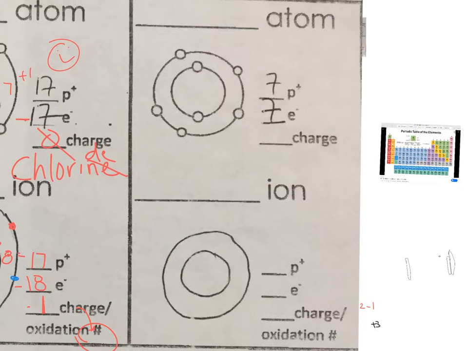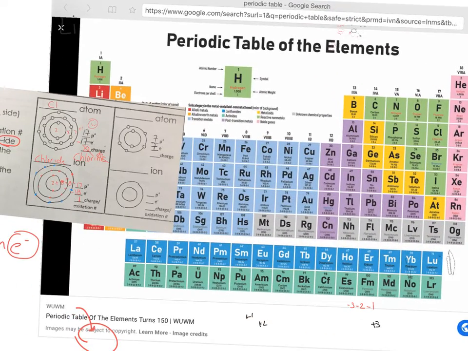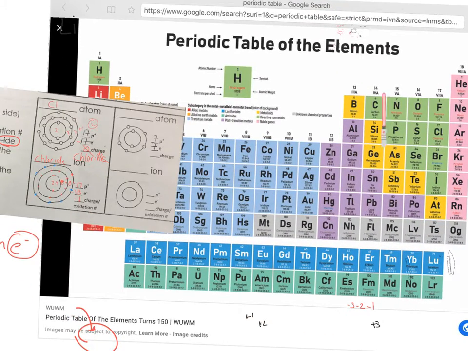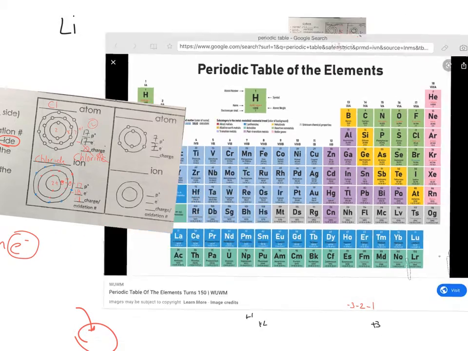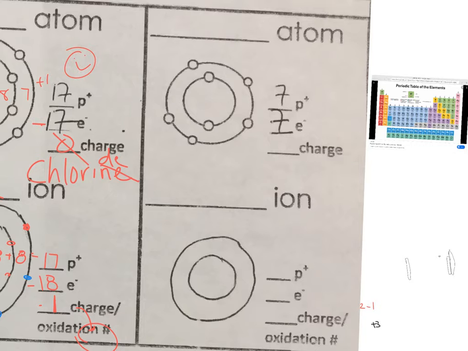So what is this? What is this B right here? This B, 7. So 7 is going to be nitrogen, okay? Nitrogen is 7. It has 7 protons, 7 electrons, has a neutral charge. I already forgot the element, nitrogen there.